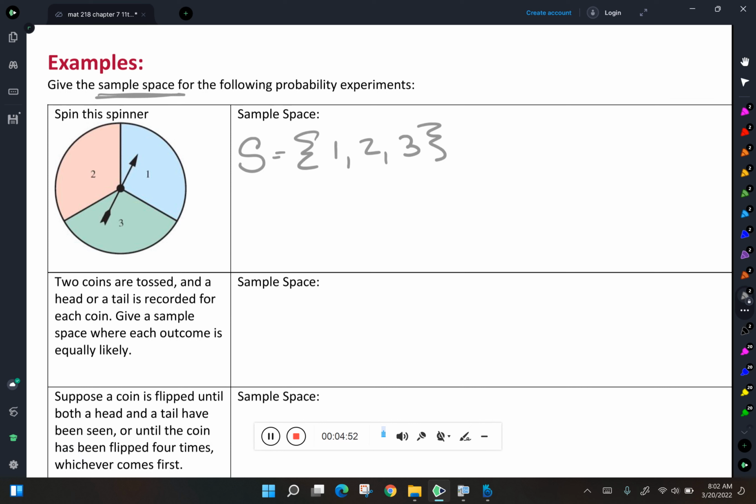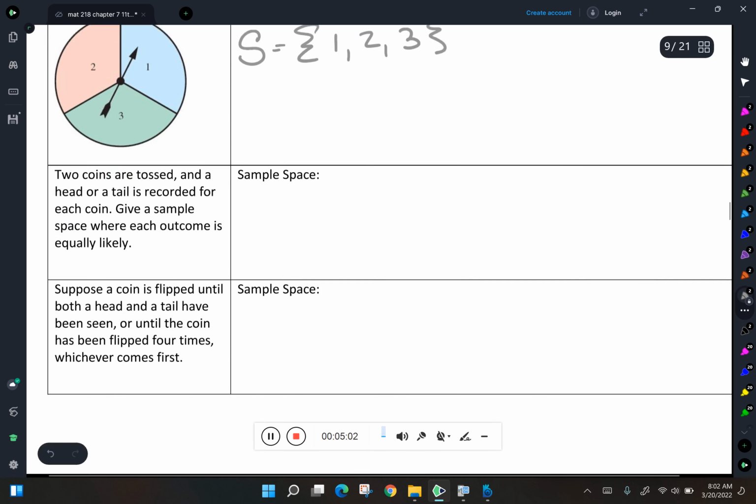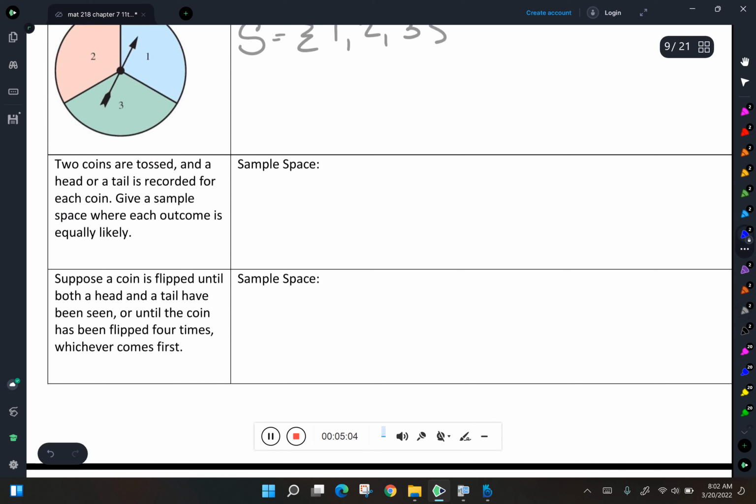Maybe we'll just say that if it lands on a line, it's considered no spin, and we spin again. So we only consider it a valid experiment if it lands in one of the regions marked. Right? How about if the experiment was to toss 2 coins, and a head or a tail is recorded for each coin. So what would be the sample space?